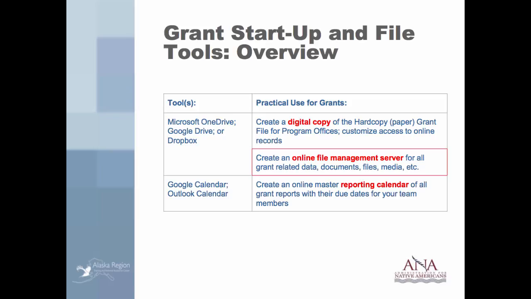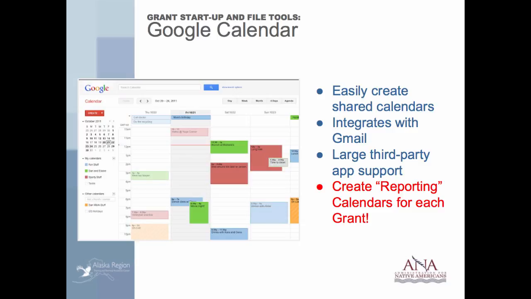Another possibility is to create a reporting calendar. Many organizations have multiple grants, so it's nice to have a master reporting calendar of all of your due dates, and Google Calendar and Outlook Calendar are great for those. So just a few examples. This is a Google Calendar snapshot, and in Google Calendar you can create multiple types of calendars. You can customize who has access to those. You can make them private, you can make them public, and like I said, a practical thing you could use this for is to load your reporting due dates for your team or for a specific grant. So that's something to think about.